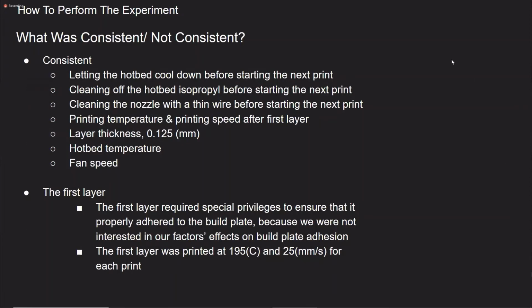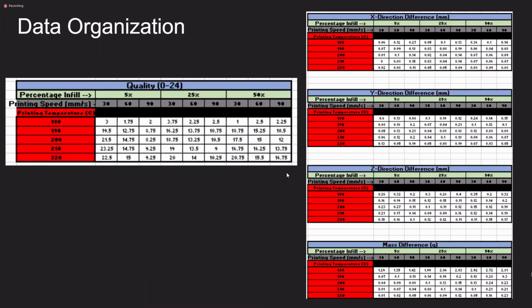So there are a few things that were kept consistent across each print. For instance, the hotbed was allowed to cool down before each print, and everything was cleaned, including the nozzle. The layer thickness was kept consistent as well as the hotbed temperature and fan speed. The first layer had to have specific settings. The first layer was printed at 195 degrees Celsius and 25 millimeters per second, just because we weren't really testing plate adhesion. And here's all the tabulated data.